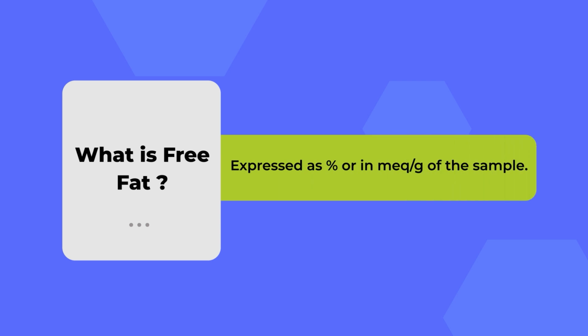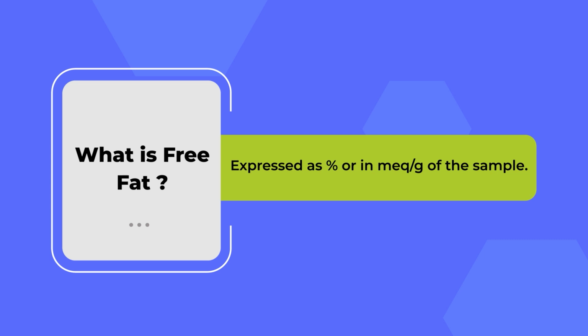What is free fat? As I told you, take the sample and just extract. Whatever comes in the extraction with the solvent is your free fat. And we express the free fat as a percentage or as milliequivalents per gram. We know that oils and fats are triglycerides. That means all the fatty acids present there should be associated in ester form with glycerol. But it so happens that some of the fatty acid remains free. How do we know how much free fatty acid content is there in foods?